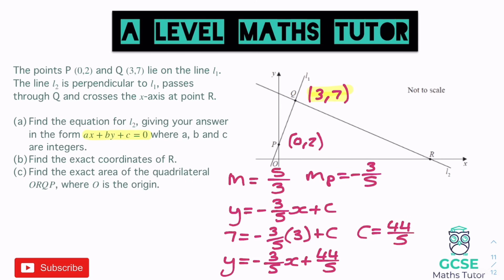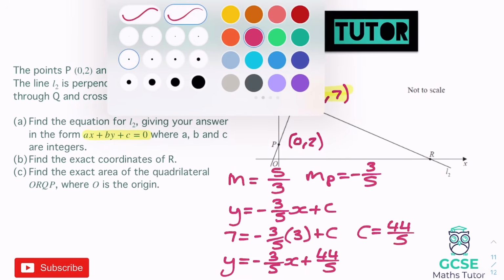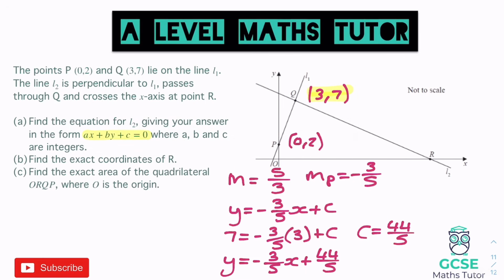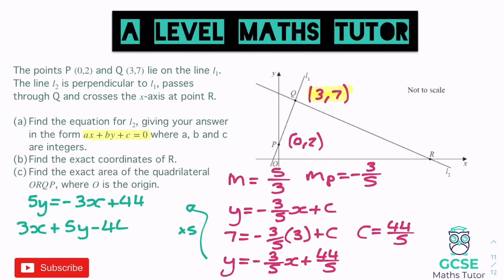Obviously it wants it in that format again, so we're going to need to multiply everything by 5 in order to get there. So if we times everything by 5, we get 5y, and that's going to equal minus 3x plus 44. And then rearranging that to equal 0, if we add the 3x to the other side, we get 3x, add the 5y, minus the 44 when we move that over, and that is equal to 0. So there is our equation for line L2. So there's part A done.